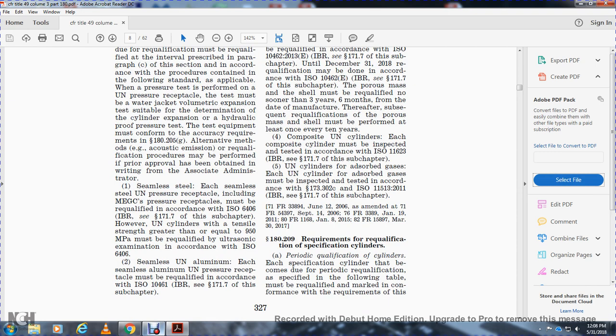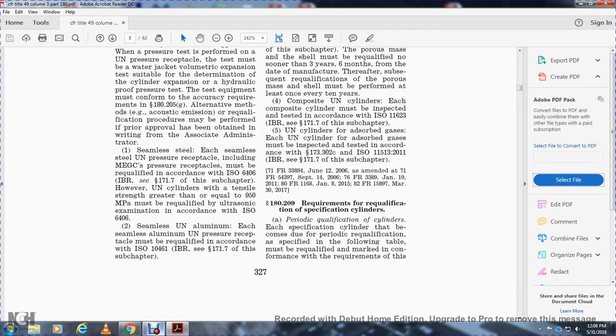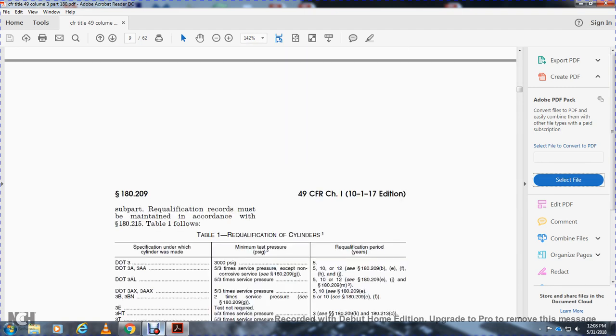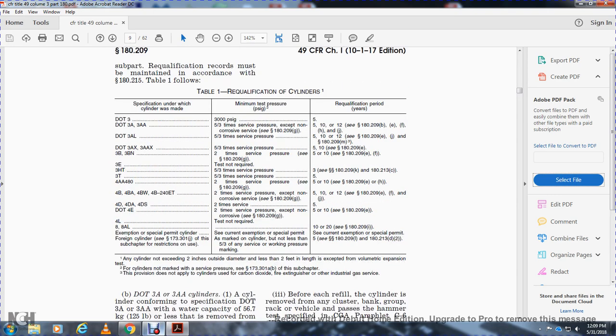Periodic requalification of cylinders. Each specification cylinder must be requalified in accordance with the periodic requalification specified in the following table, and must be requalified and marked in conformance with the requirements of this subpart. Requalification must be performed in accordance with 180.209, Table 1, as follows.